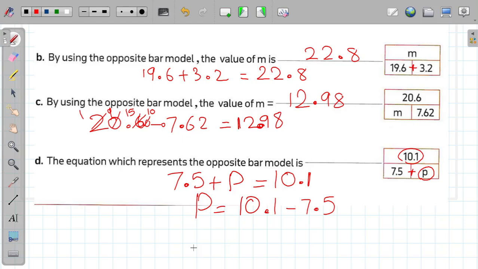Or maybe I will write it in another form, like I want to write 7.5 alone on one side. So I will write 7.5 equals, okay? 7.5 here is the difference between the two numbers 10.1 and b. So it will be 10.1 minus b.